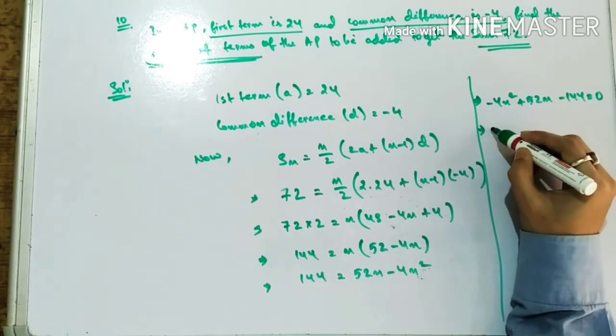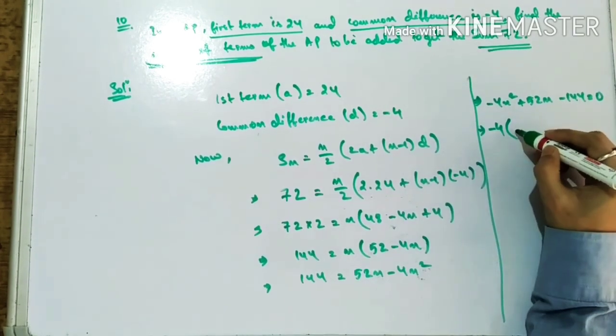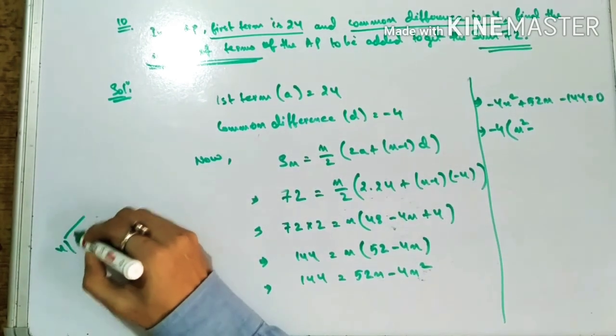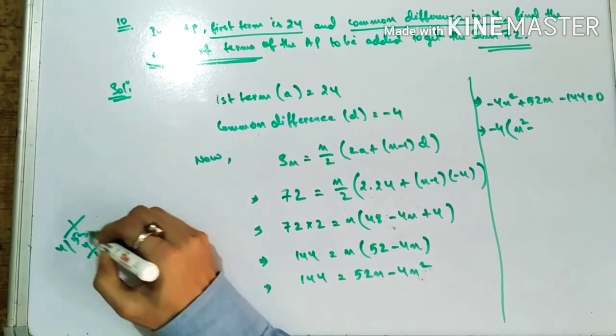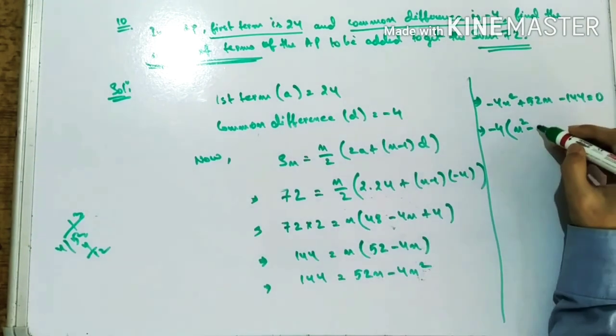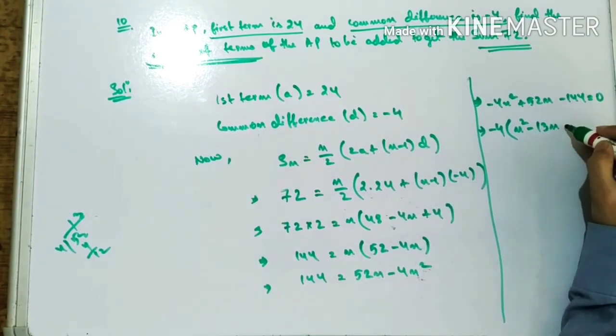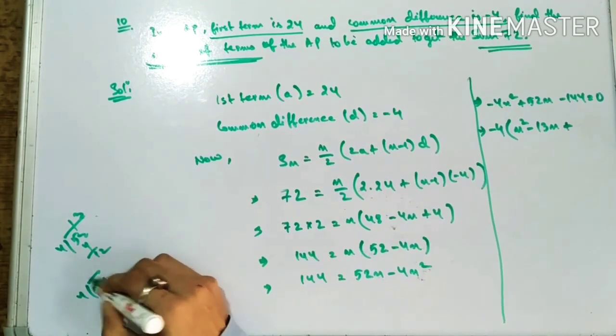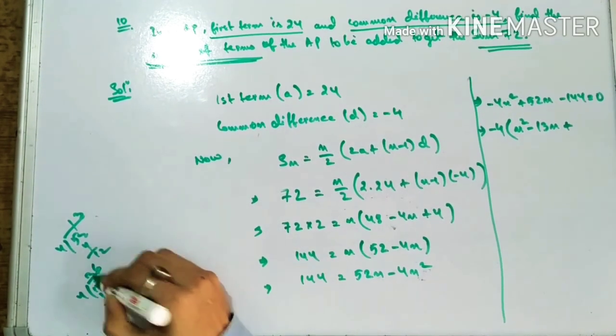Now in here you see minus 4 I can take common. So this will be n square minus 13n plus 36, since 4 1s are 4, 4 3s are 12, 4 6 are 24.